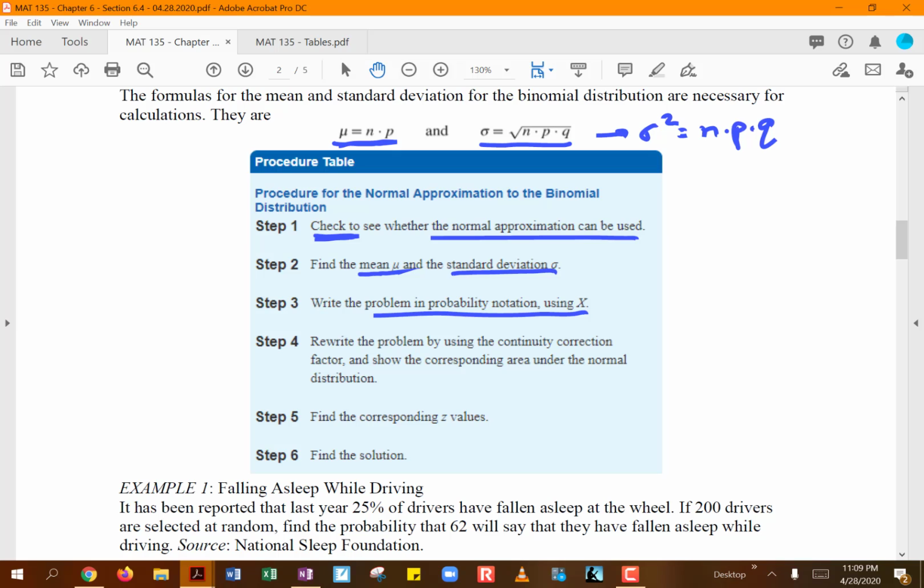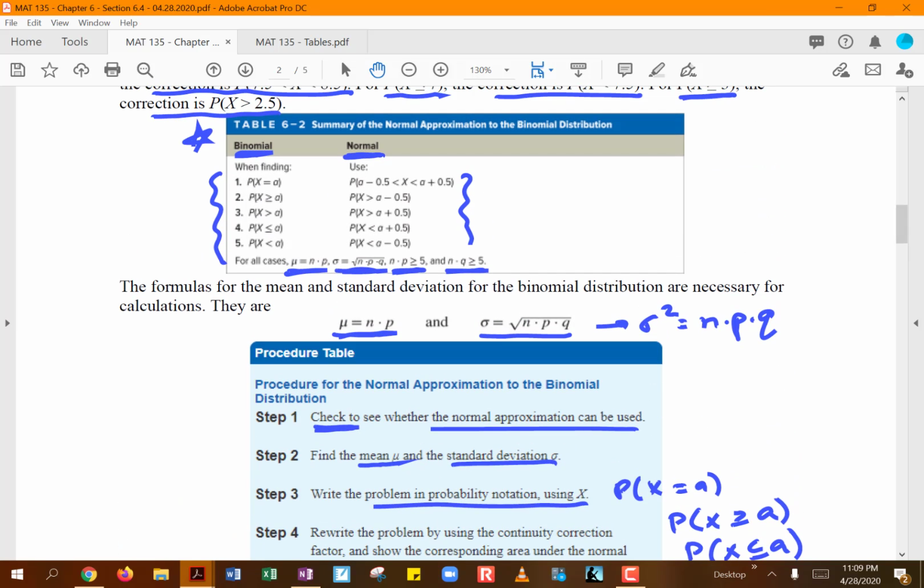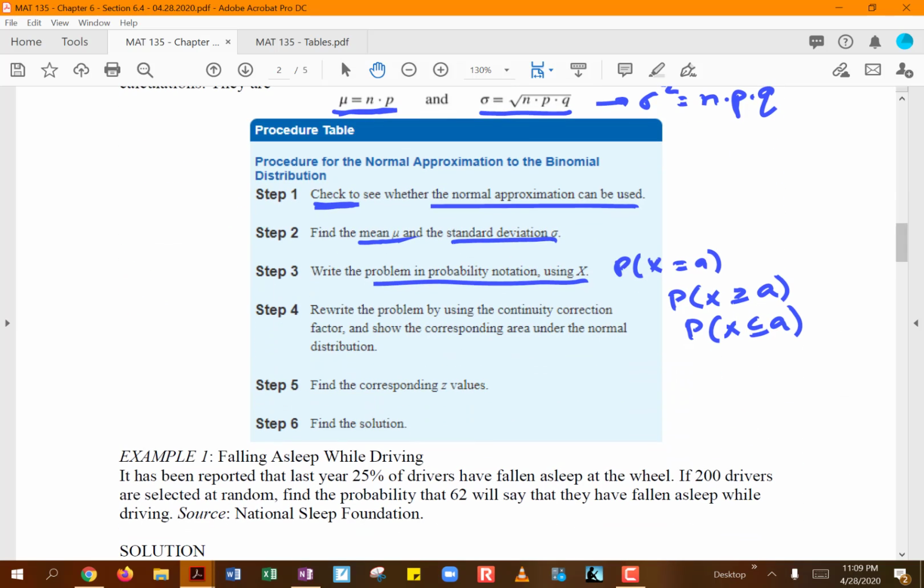They are saying write the probability in your probability notation using x. So this is where you write P of x equals a number, or P of x is greater than or equal to a number, P of x is less than or equal to a number, any of these cases that you saw in table 6.2. Okay, then they are saying rewrite the problem using the continuity correction factor, and then of course draw your little curve to see which area we are looking at. Once you have your correction factor taken care of, find your corresponding z values, and then of course find your solution. So these steps are what's going to be involved in this normal approximation for our binomial distribution.